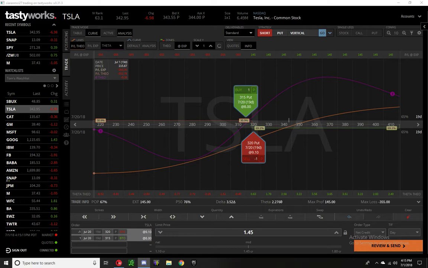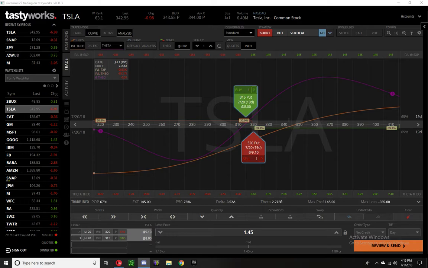Because I'm shorting it, when you short any position, you're receiving a credit up front. So you're receiving money up front, and the idea is to pay your broker back with less money. So I would short this vertical spread at $1.45, and my broker would give me $1.45. If Tesla within the next 19 days stays above $320, I get to keep the whole $145 because both of my options will expire worthless.